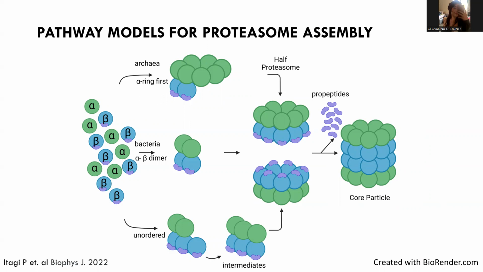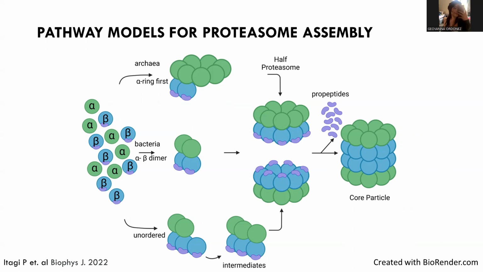In bacteria, this uses alpha and beta dimers to come together and build the half proteasome. So two half proteasomes then come together, propeptide sleeve, leaving an active core particle. However, there's an unordered pathway proposed by published work done using Rhodococcus, suggesting that alpha and beta dimers are first formed and any combination of alpha and beta binding creates the half proteasome, where both half proteasomes come together, propeptide sleeve, and we get our active core particle.